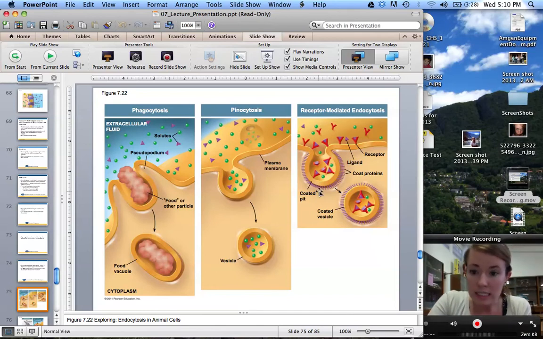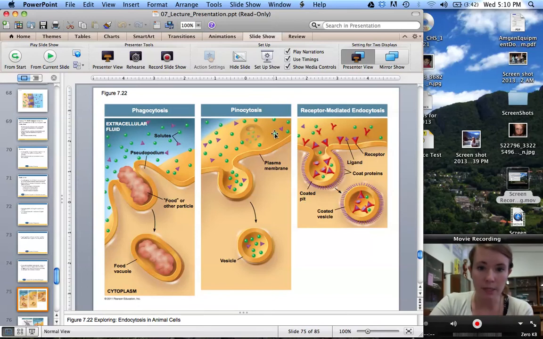So you can see, this was a question on your last quiz. Here we have the proteins on the outside of the plasma membrane, but they're on the inside of a vesicle from the way that they fuse. So receptor-mediated endocytosis is when we use a receptor to help us mediate endocytosis.